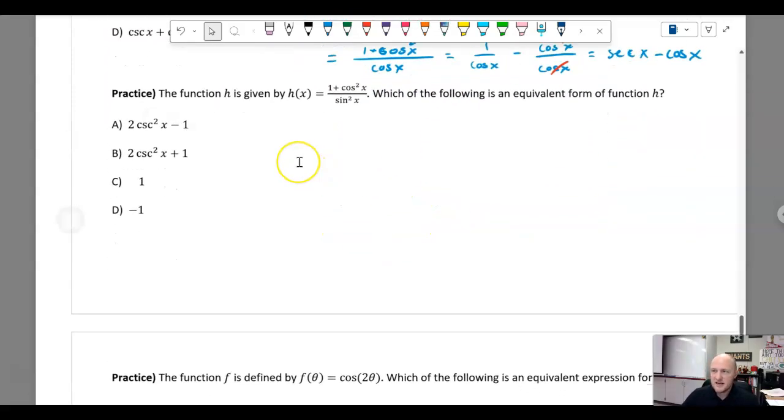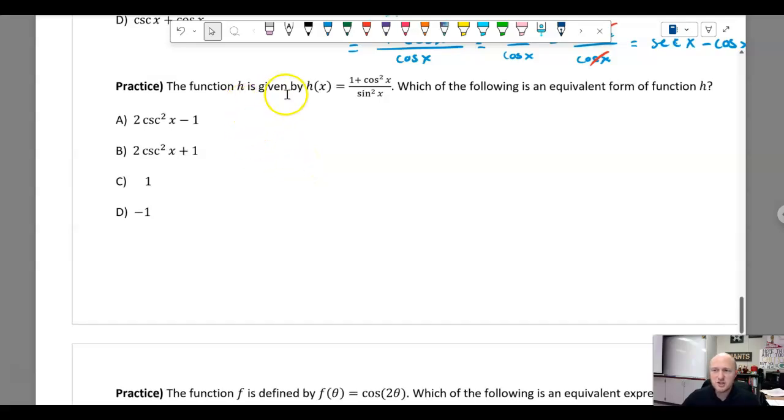Okay, here is a practice question. The function h is given by h of x equals 1 plus cosine squared of x over sine squared of x. Which of the following is an equivalent form of the function h? Please pause me, go ahead, try this one, and I'll show you the solutions here in a moment.